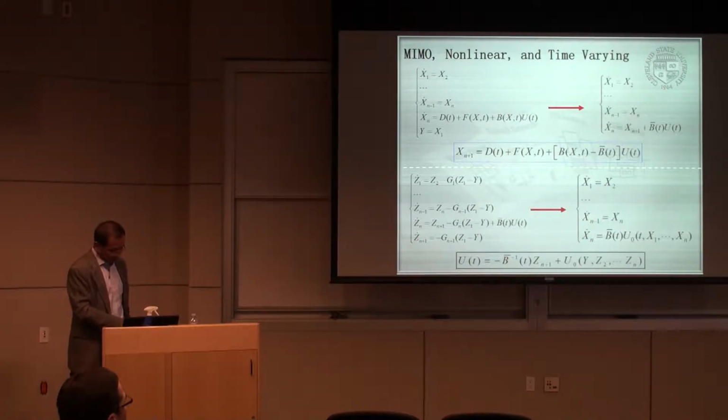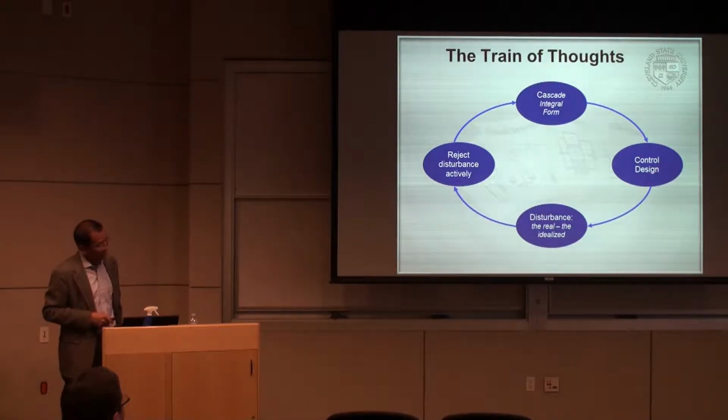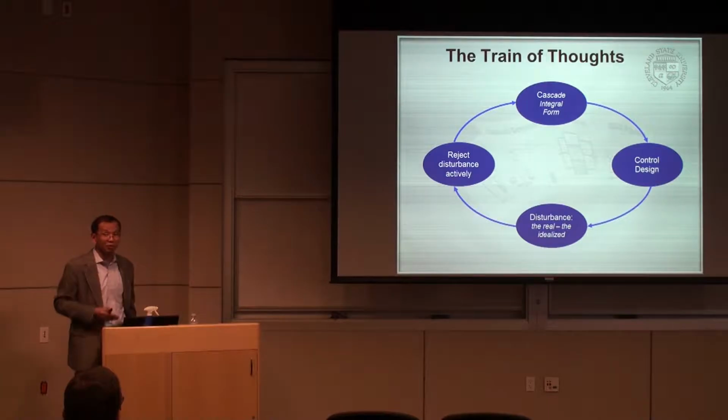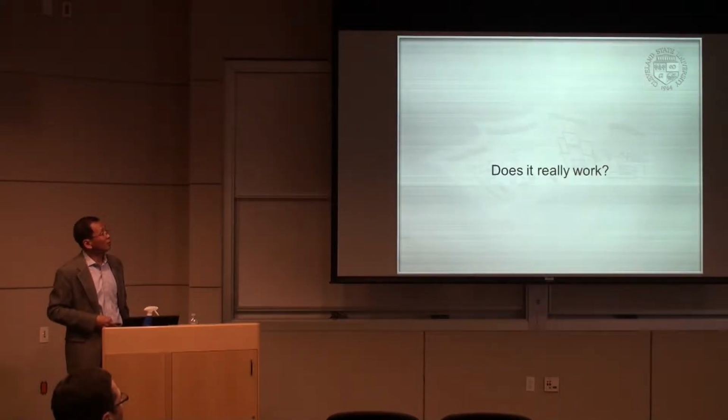So I don't go into the details here. Right? So the train of thought is this. We start with cascade integral form, it's ideal form, and design the controller for it. Right? Then we treat anything different from the ideal form as a disturbance, estimate it, and cancel it out. Right? Does it work? Does it work?